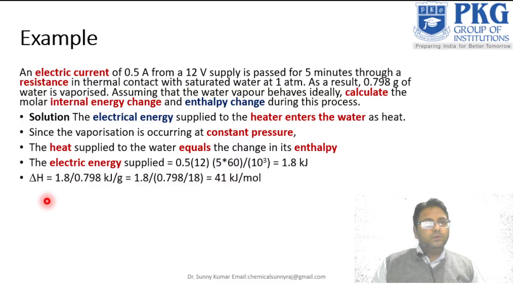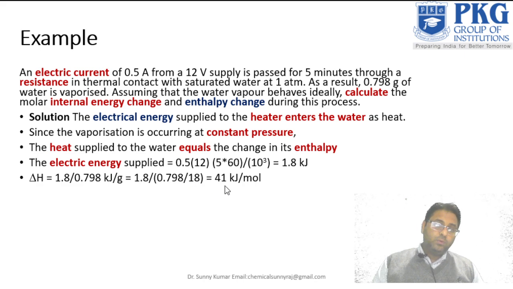If you calculate the change in enthalpy, 1.8 divided by 0.798, you will get the value in terms of kilojoule per gram. And if you want to convert into kilojoule per mole, you multiply by 18, which is the molecular weight of water. So you will get 41 kilojoule per mole. This will be the change in enthalpy for this system.